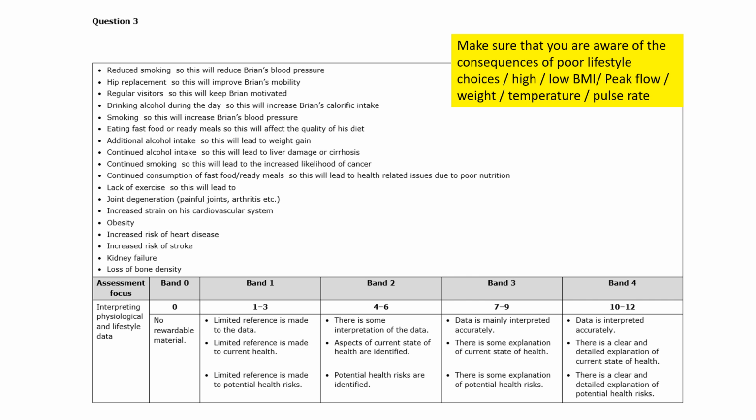When you are revising this section, it's really important that you're aware of the consequences of poor lifestyle choices, or the consequences of having a high or a low BMI, high or low peak flow, weight, temperature, or pulse rate, for example. You've got to be aware of the consequences of not leading a healthy life. They are not really going to pick somebody that has had a wonderful, healthy lifestyle. They need you to be able to talk about this person and what's wrong with them, and the consequences of their lifestyle, or perhaps them having a high BMI.